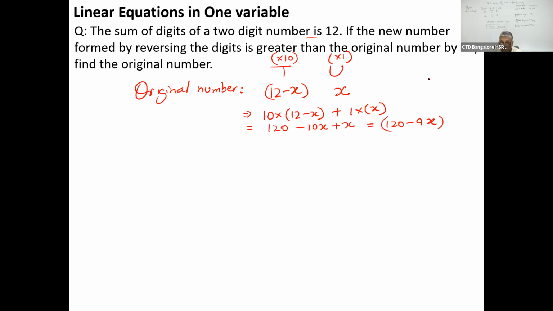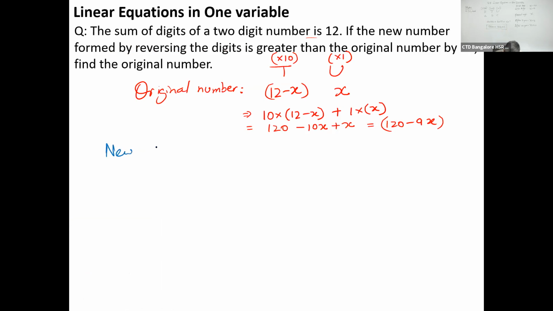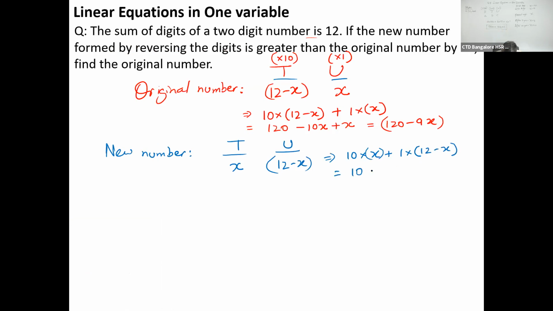And now it says a new number is formed by reversing the digits. So now tens and units will reverse. See, it was x here, right? So x will come here, and this will become 12 minus x. So what will be the new number? 10 into x plus 1 into (12 minus x). So that is 10x plus 12 minus x, which is 9x plus 12. These are your two numbers.